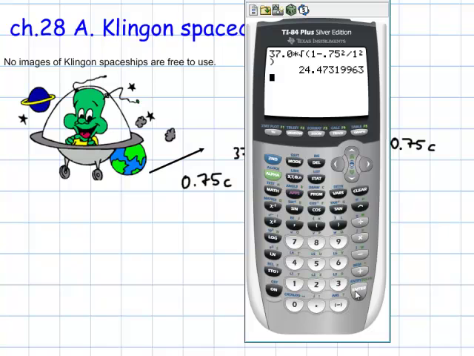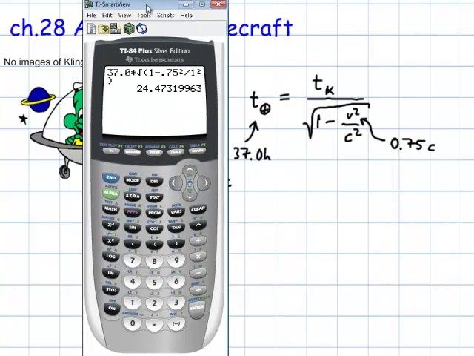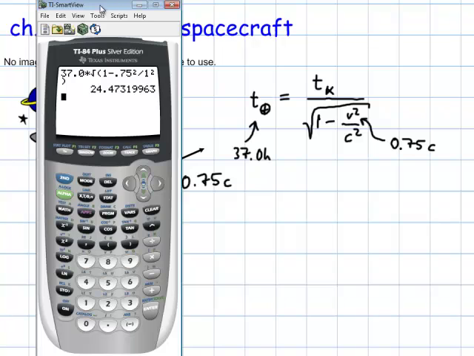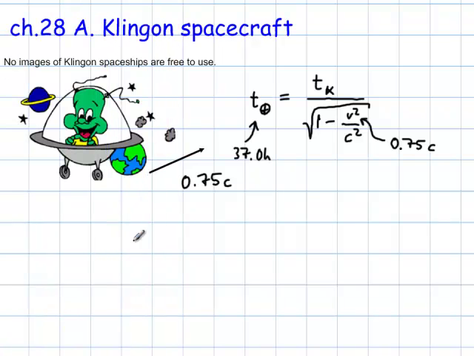And there we go. So that means that the time on the spaceship that expires is 24.5 hours. And that's what I had mentioned earlier, because they see the time dilation happening for Earth. They measure 24.5 hours, while for them on Earth 37.0 hours expire.